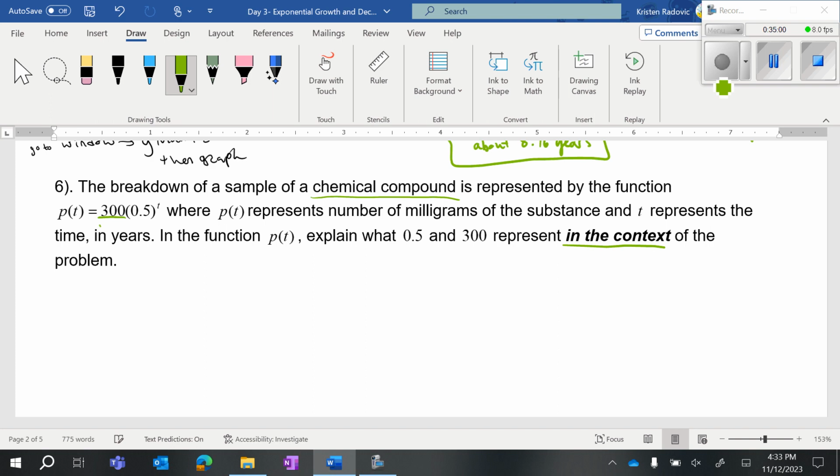So the 300 is your initial. That means we started with 300 milligrams of the compound.